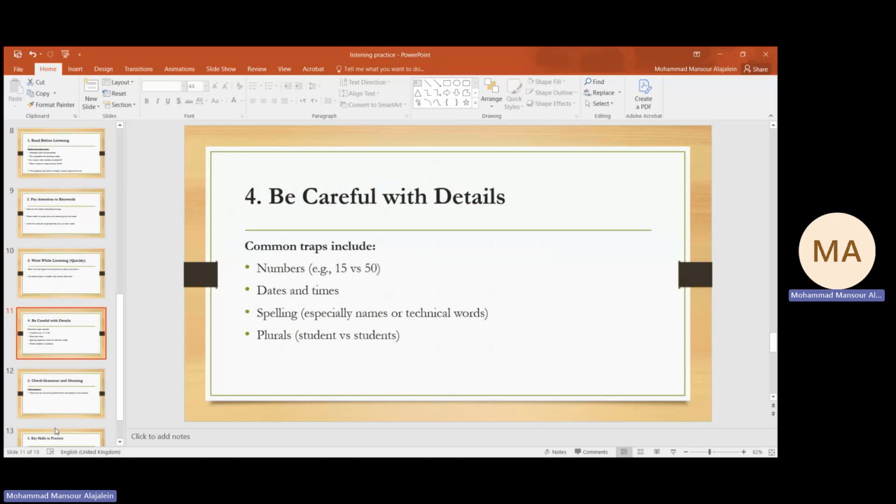Spelling, especially names or technical words. With spelling, especially names, the speaker says my name is so and so, and the other speaker asks how do you spell your name, so he says my name is Mike, M-I-K-E, this way. But you need to pay attention to the spelling also. The plural too: if the answer is students and you write down or choose student, this will be considered a wrong answer, of course.